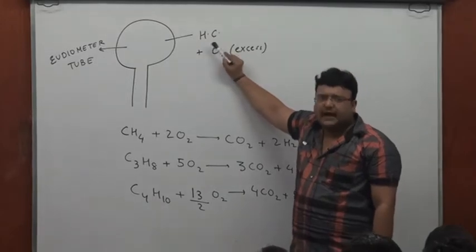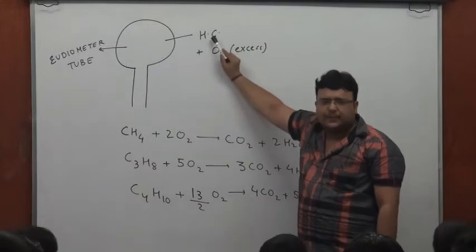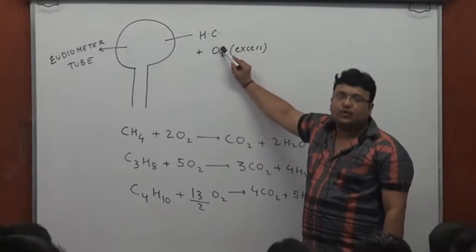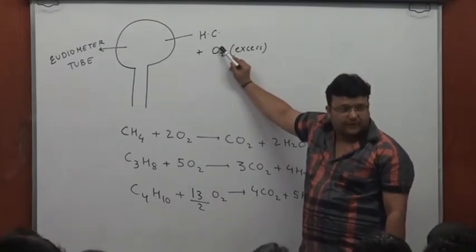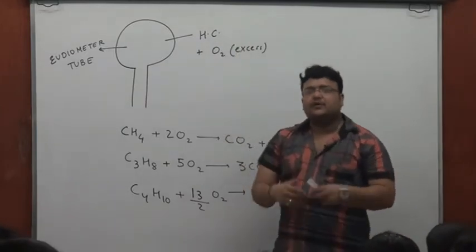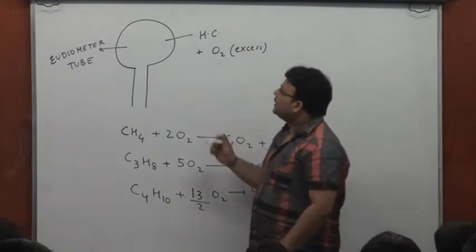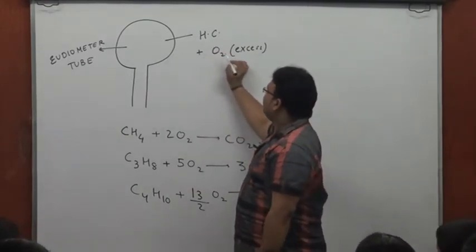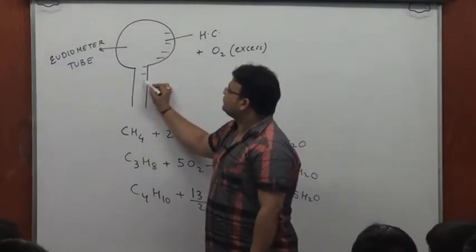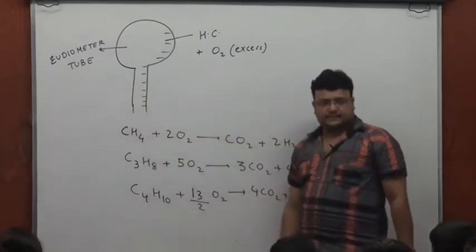You want complete oxidation of hydrocarbon. You want all of the hydrocarbon to be burnt. Please be attentive. So you don't want oxygen to fall short. You don't want oxygen to be the limiting reagent. Fair enough? So you work with excess oxygen so that all hydrocarbon is burnt. Maybe you will be left with some oxygen, but all of the hydrocarbon would have burnt completely. So you start with some volume of hydrocarbon and excess oxygen, and the tube is calibrated, so the volume of the mixture could be read at any point of time.